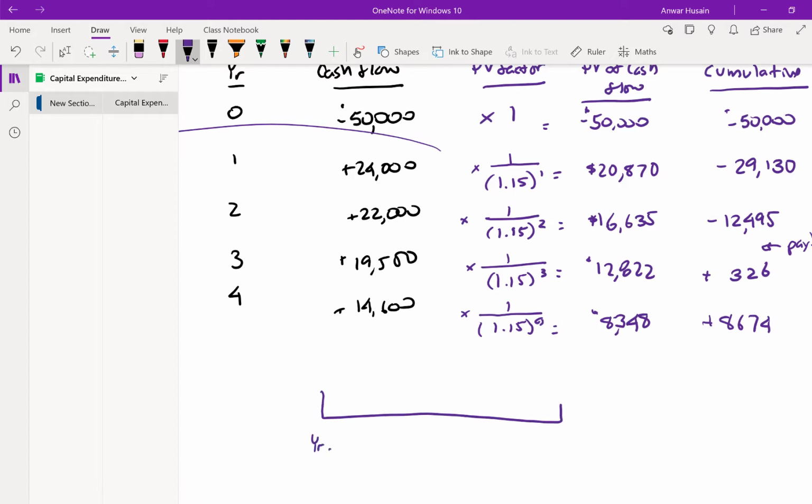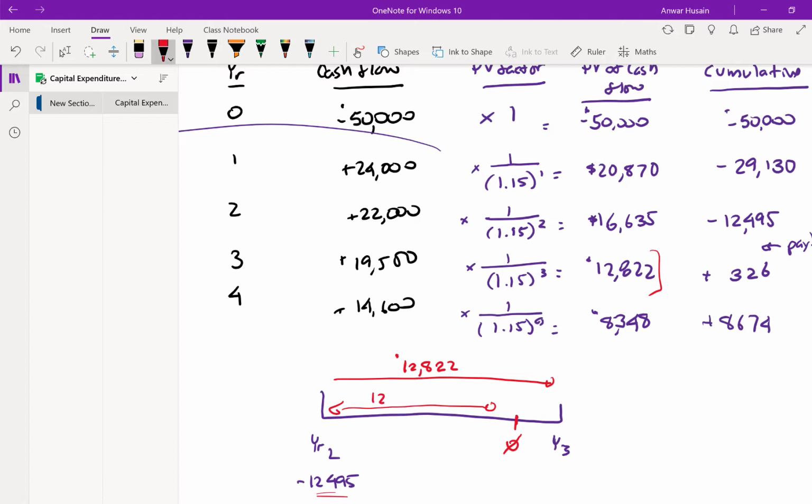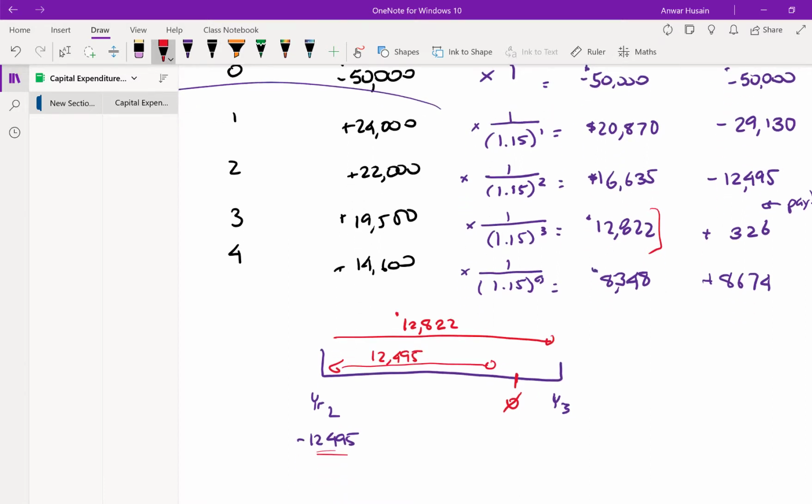We're going to say year 2, year 3 is the difference. Somewhere between that timeline is going to be where we have the payback. Okay, at year 2 we were at negative 12,495, and then we earned 12,822 in the third year. So we need to recover 12,495, so it would be somewhere around here. This would be 0. So that would be this portion here, 12,495 to get to 0.